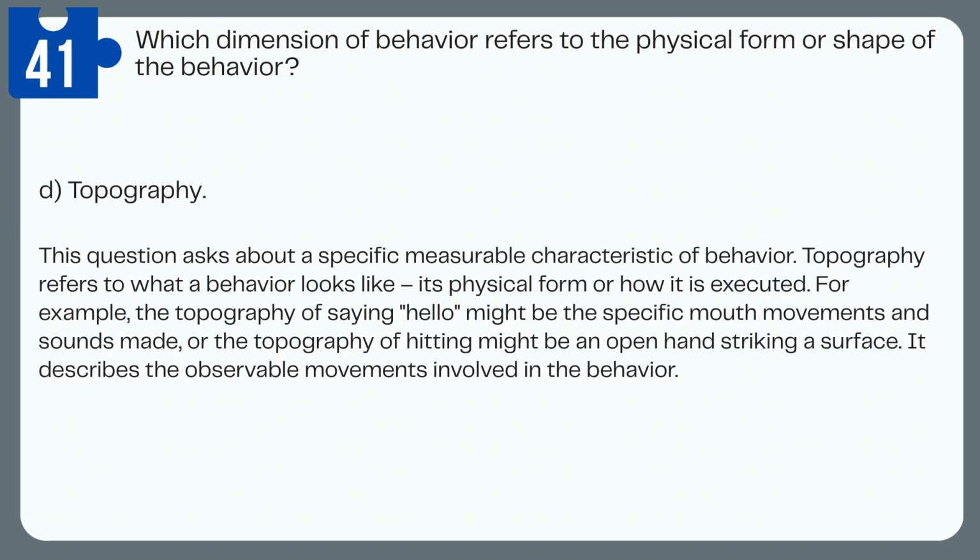Answer D. Topography. This question asks about a specific measurable characteristic of behavior. Topography refers to what a behavior looks like, its physical form or how it is executed. For example, the topography of saying hello might be the specific mouth movements and sounds made, or the topography of hitting might be an open hand striking a surface. It describes the observable movements involved in the behavior.